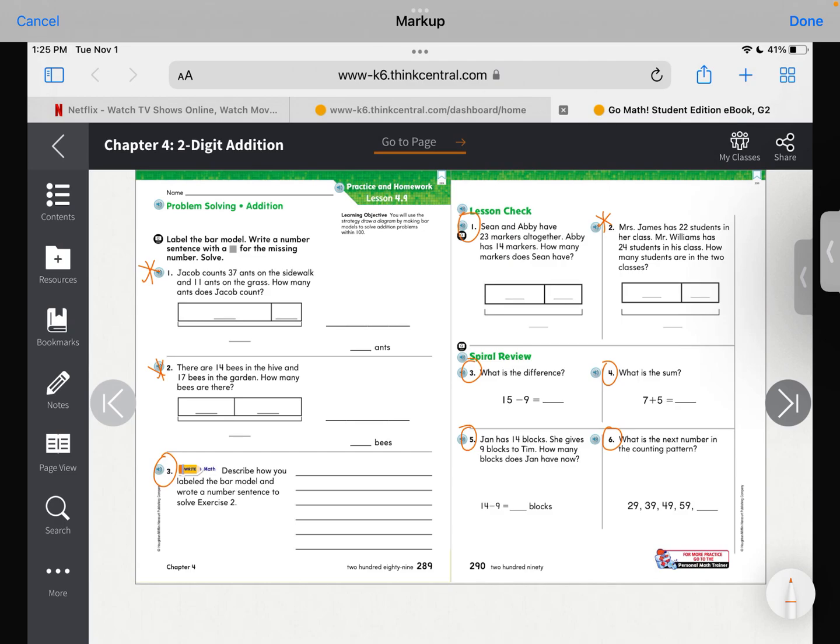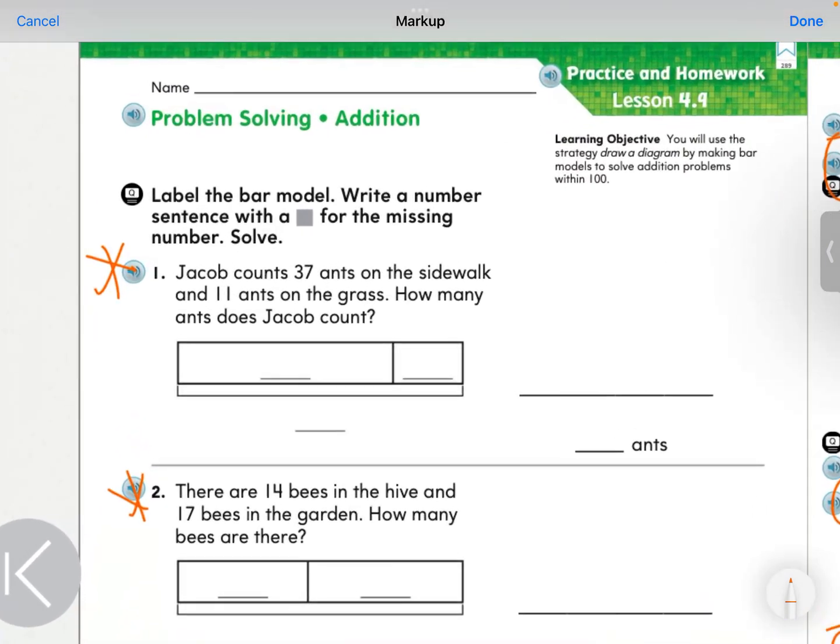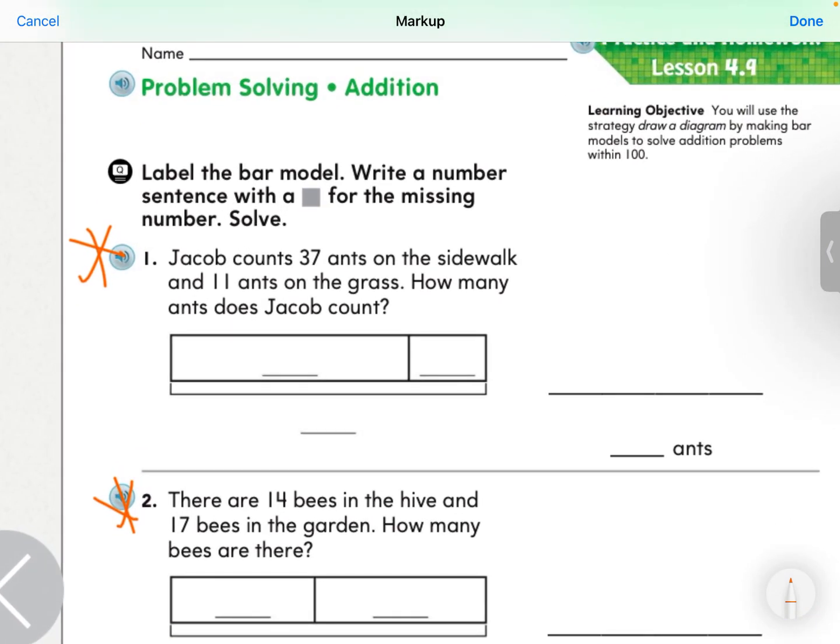Alright, I'm going to go through and read everything for each problem, so that way you can pause and rewind as you need. Okay, your job and your directions are to label the bar model, write a number sentence with a blank or a question mark for the missing number, and then you need to solve it.